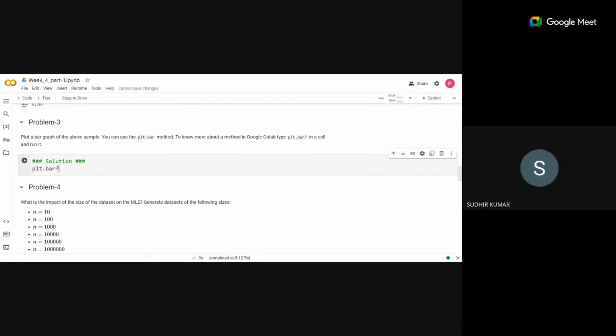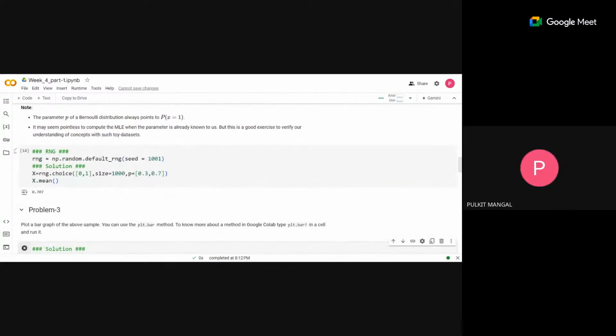Can you please scroll up to the previous problems? I'm not getting it. Yes, this part. First, we are using the choice method that we discussed. As the Bernoulli takes only two values, 0 or 1, that's what we have given as the array. Then the size, and then the probability based on that. Clear? And then the MLE, that is just the mean. Any doubt?